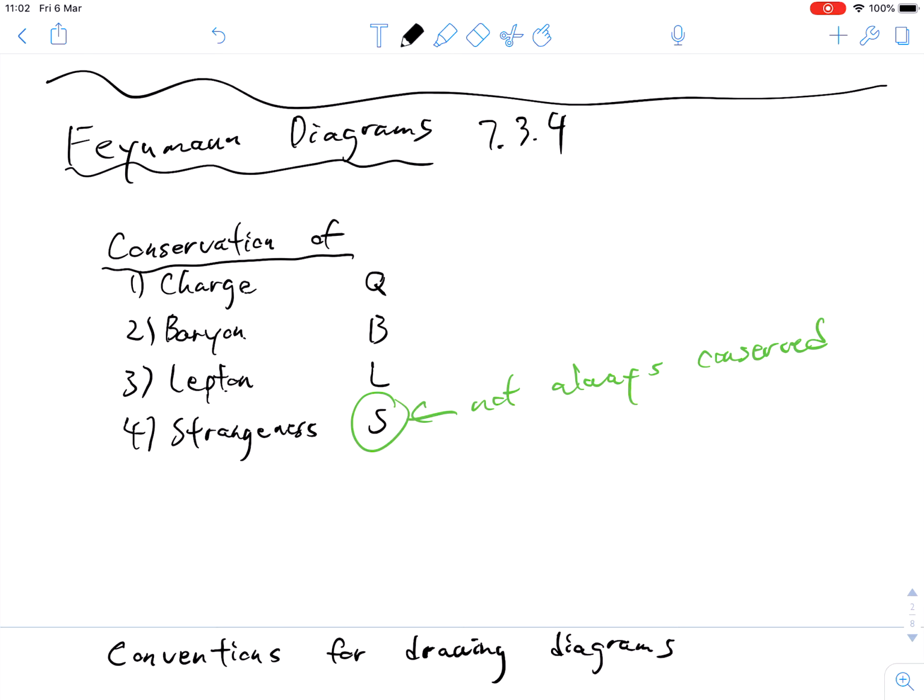First off, a quick little reminder: Feynman diagrams put together all of the information that we have learned so far. With Feynman diagrams, we have to keep in mind conservation of charge, baryon number, lepton number, as well as strangeness. An interesting thing about strangeness is that it's not always conserved, and we will look at an example of that.